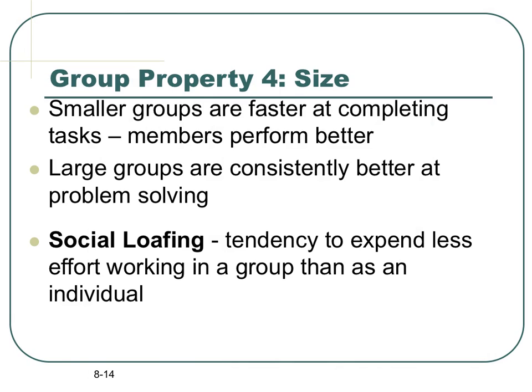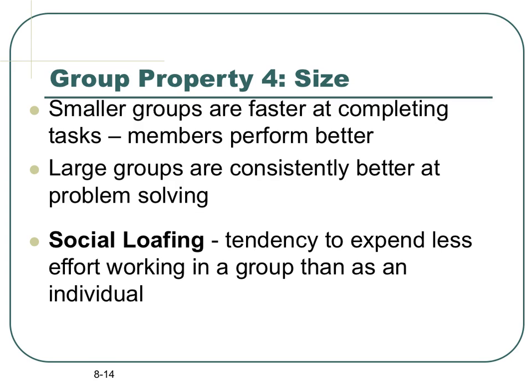The fourth group property is size. Size matters in the organization. Of course, when the groups are smaller, they perform fast. Smaller groups are faster at completing tasks because the members perform better, but large groups are consistently better at problem solving. And social loafing.